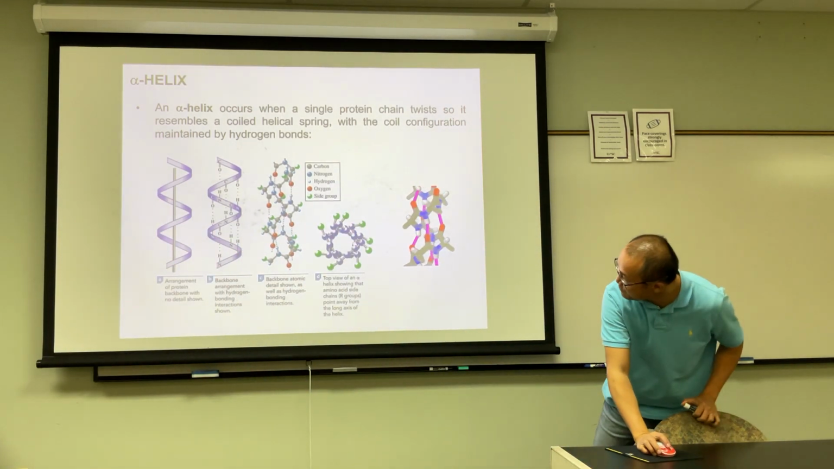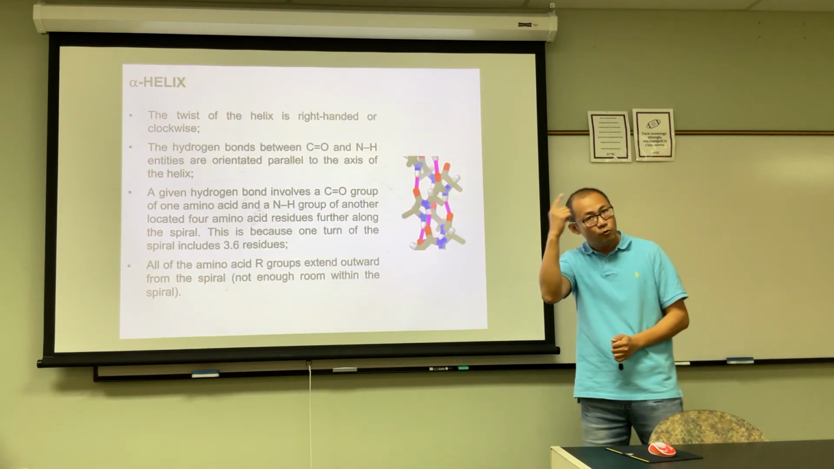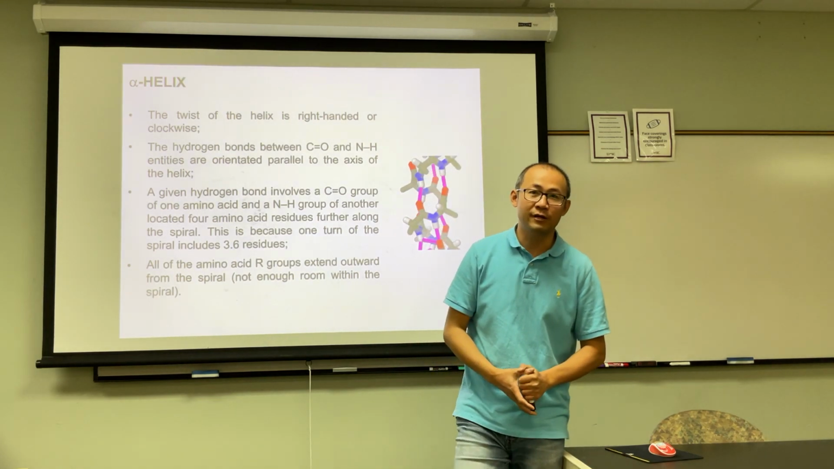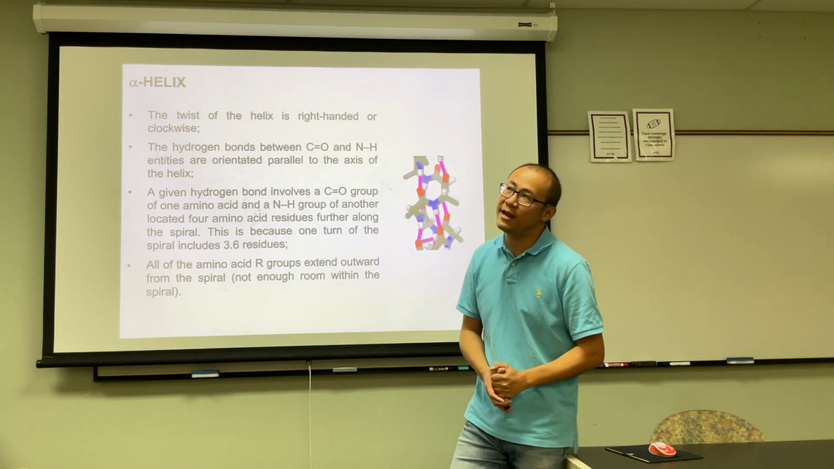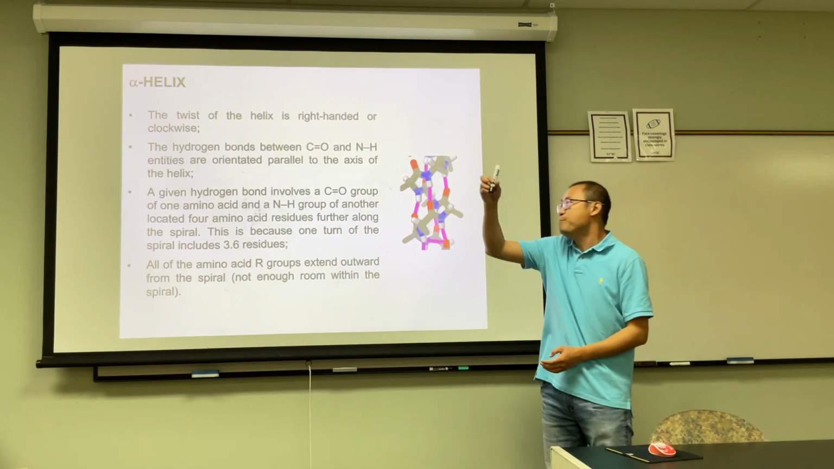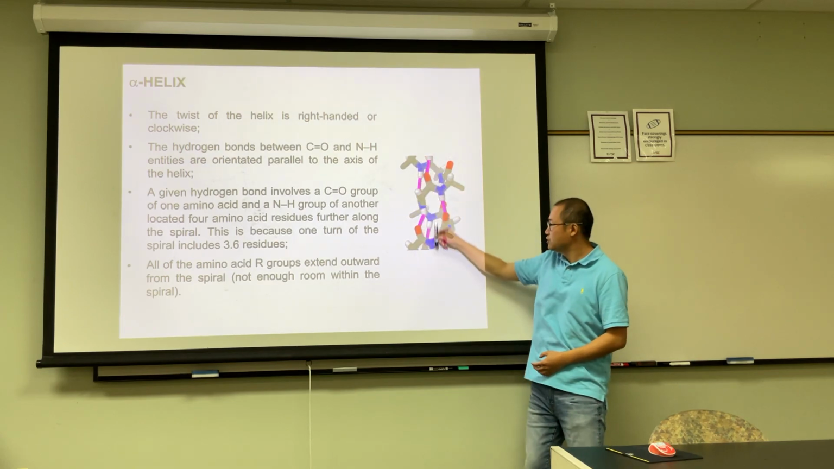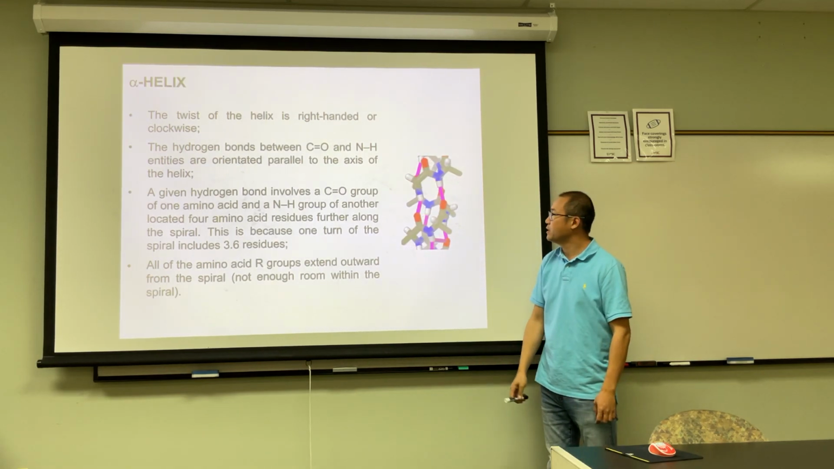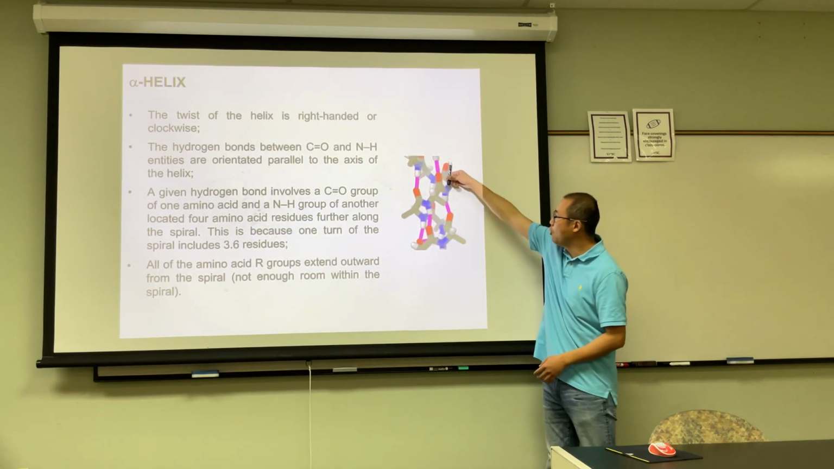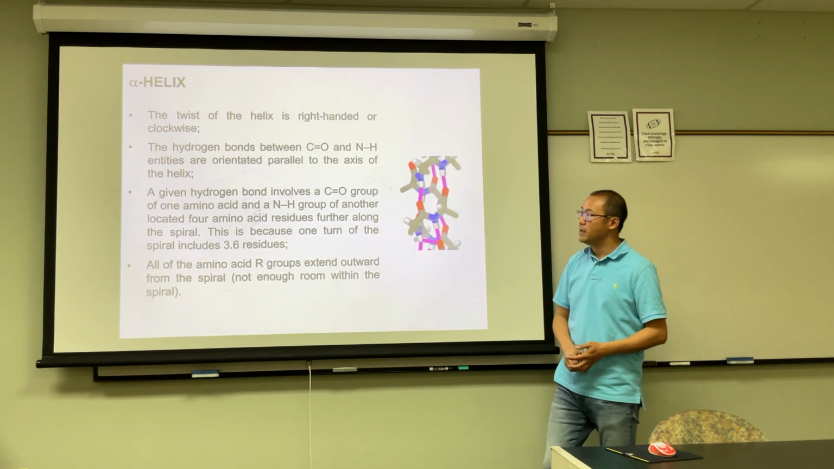Here are a few facts about the alpha helix. The twist of the helix is right-handed, clockwise. Again, nature designed these molecules. The hydrogen bond between the C=O and the N-H is parallel to the axis of the coil. You can see it's always straight along the axis of the coil. The purple dashes represent hydrogen bonds, a lot of them, and they're all parallel to the axis of the helix.